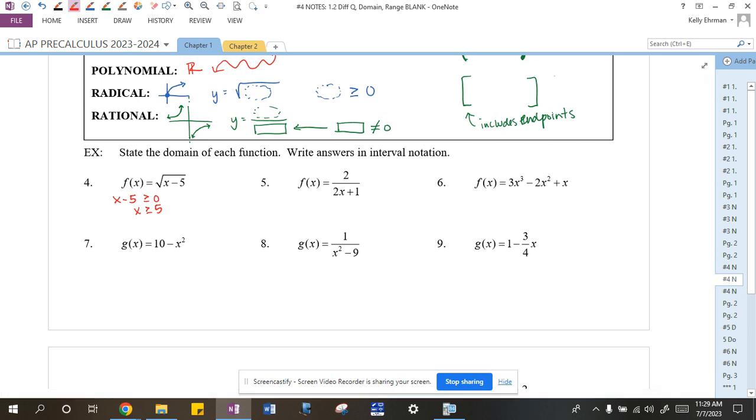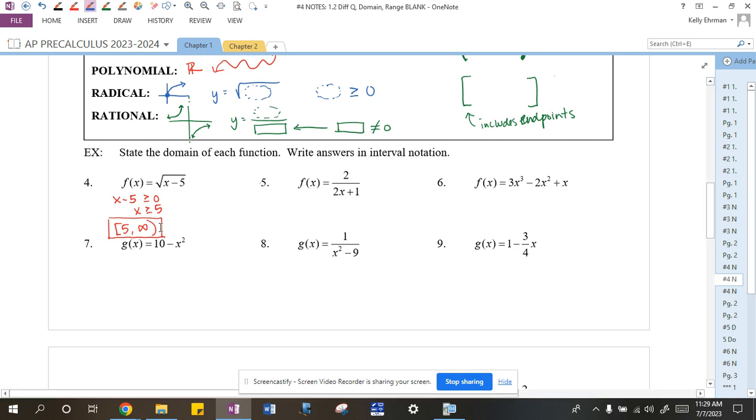And you can always test your domain. Plug some numbers in that fall into that category just to make sure. What does this look like in interval notation? It just means the domain is 5 to infinity. Include 5. You can't ever have a square bracket on infinity because that's not a number you can plot. That's just a direction that we're headed.